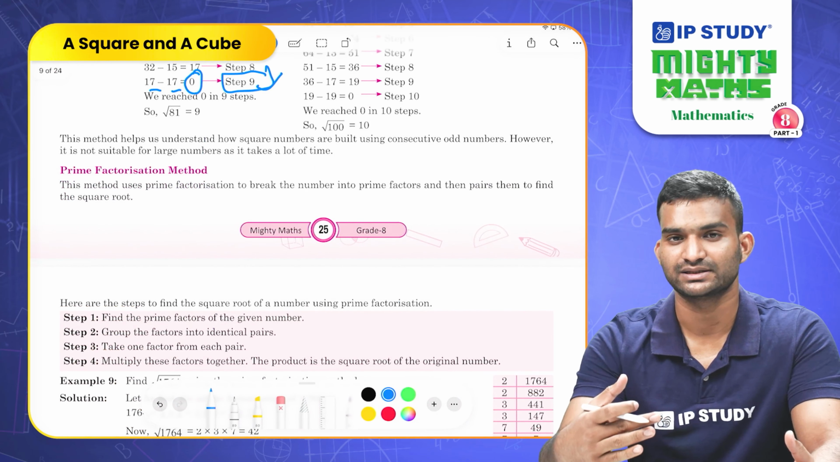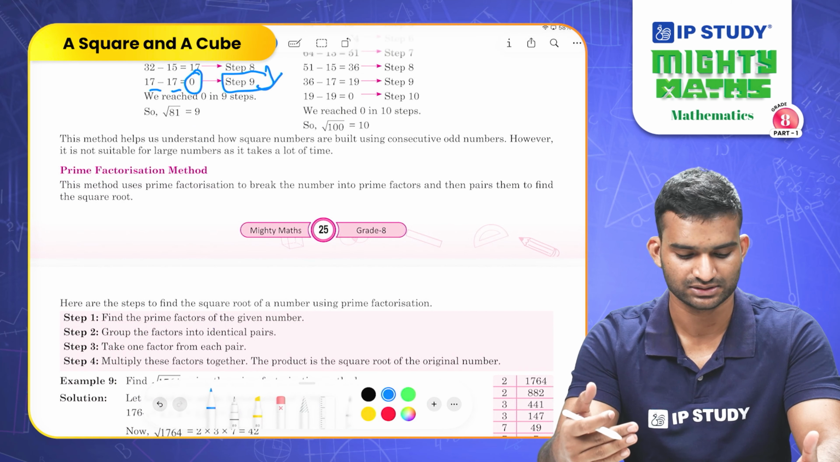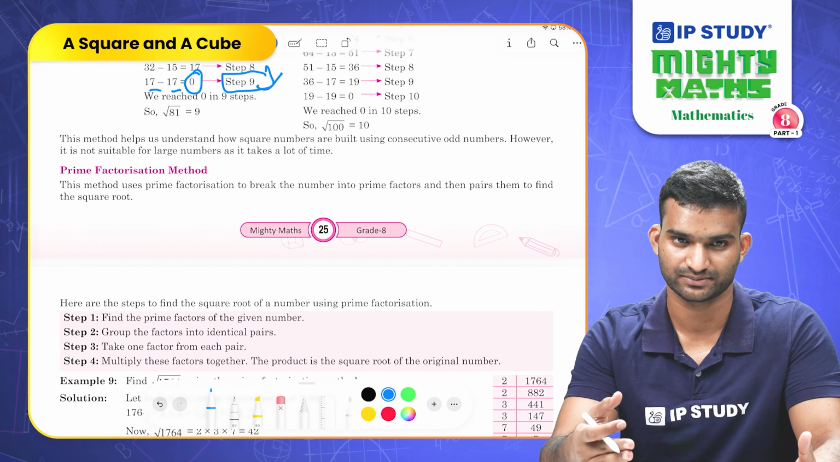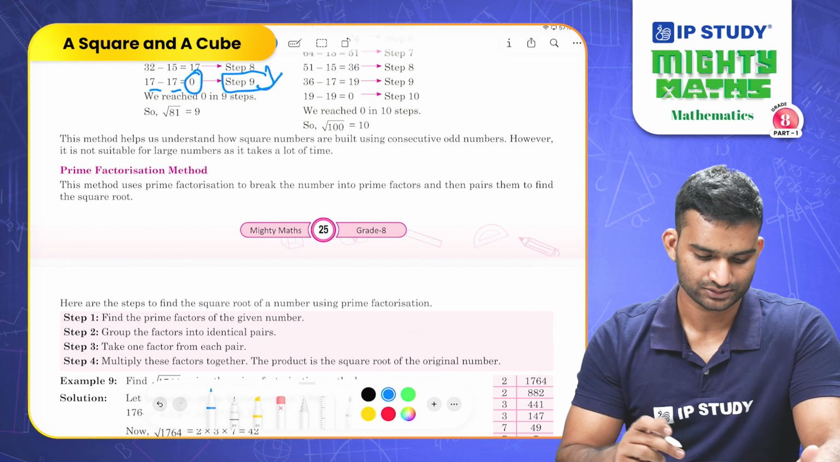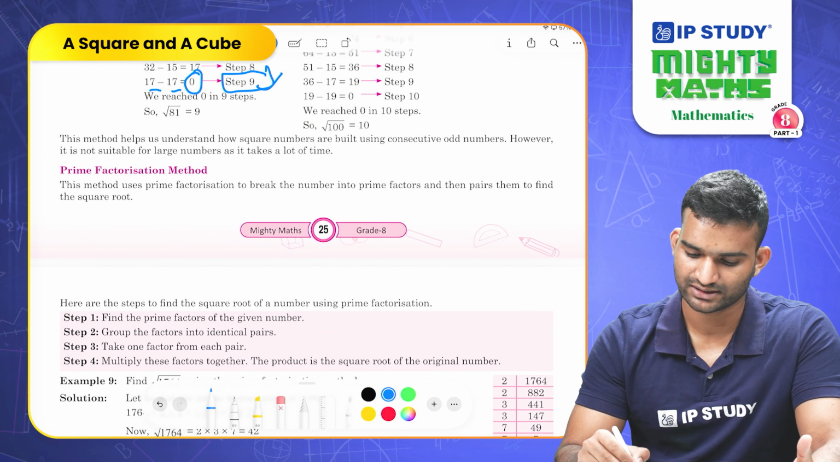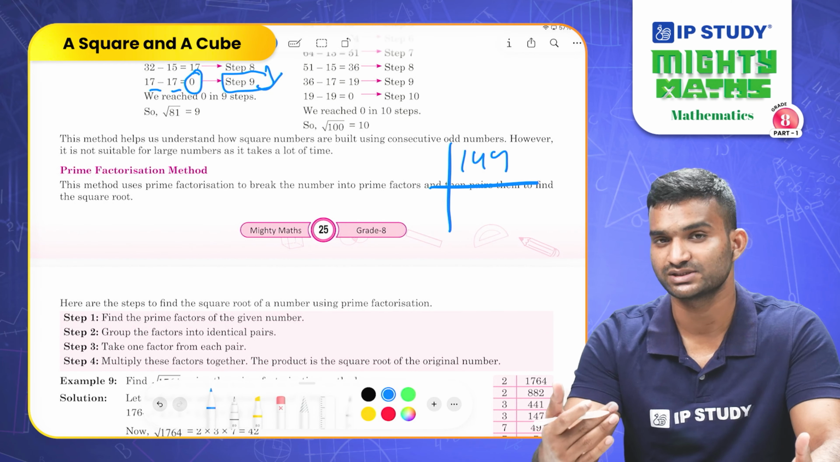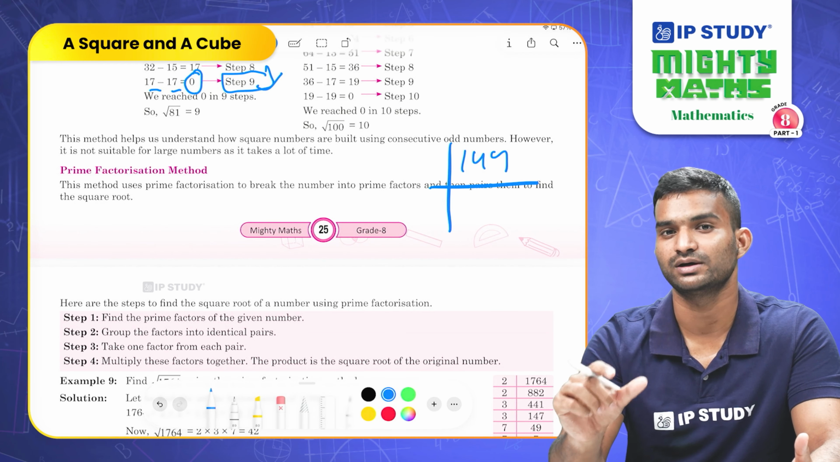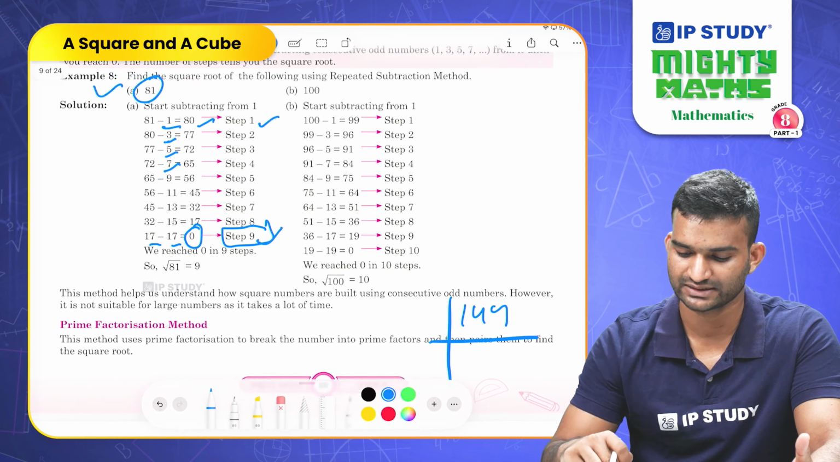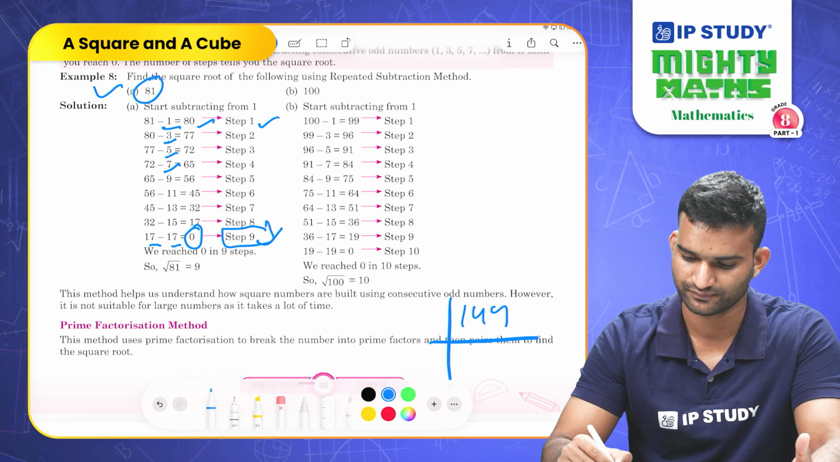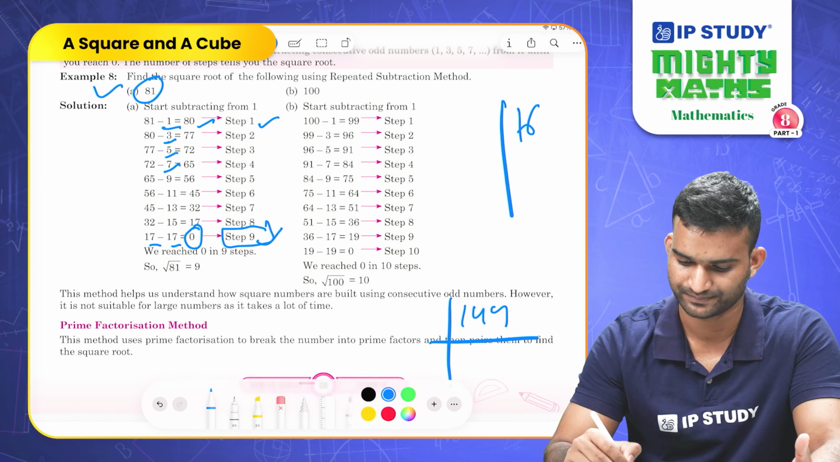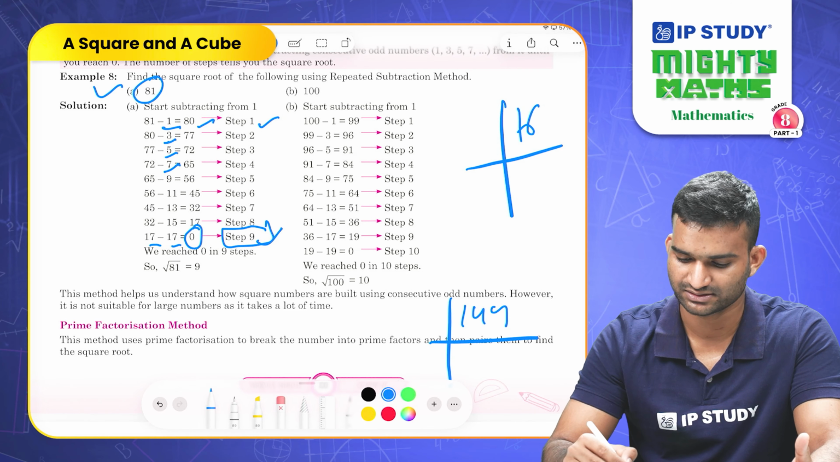Moving to the second method of finding square roots, the second method is the prime factorization method. In the prime factorization method, we take a number and look for its prime factors, and once we pair them, we count one pair as 1. For example, if we take a smaller number, for example 16, what are its prime factors?